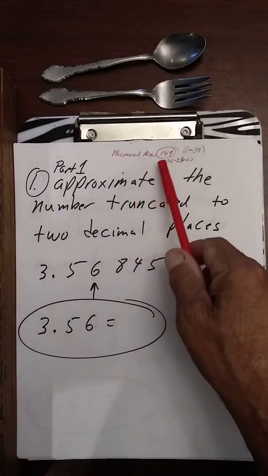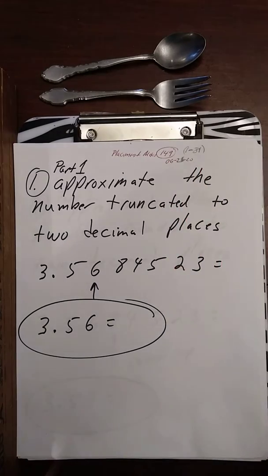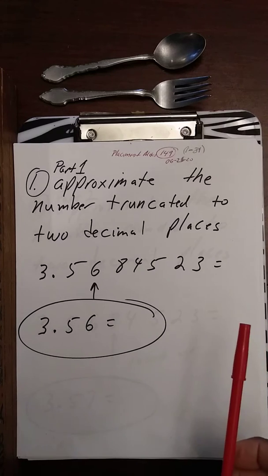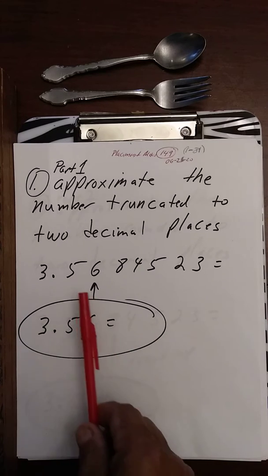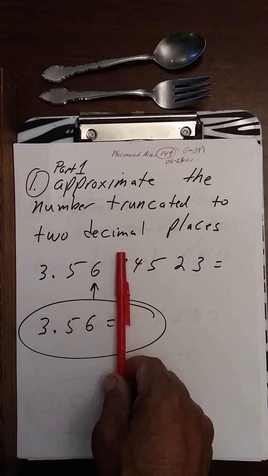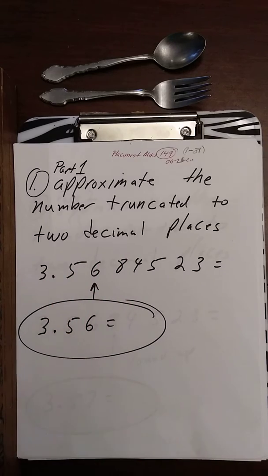Approximate the number 3.569620 truncated to two decimal places. All that means is after two places, one, two, cut it right there. So the answer is 3.56, and we're done.